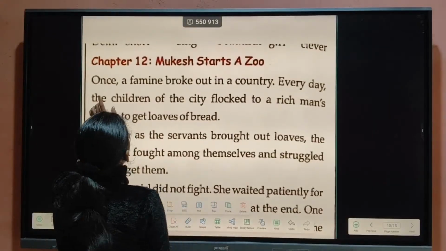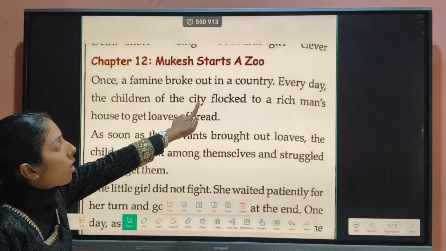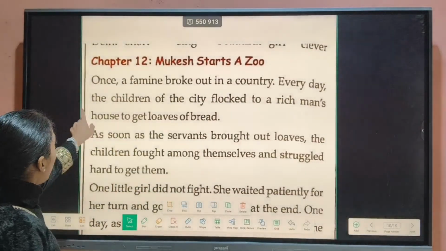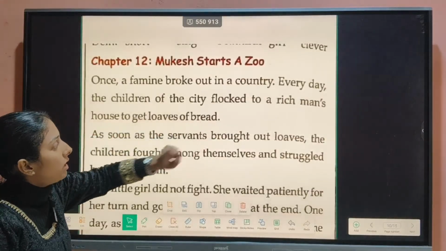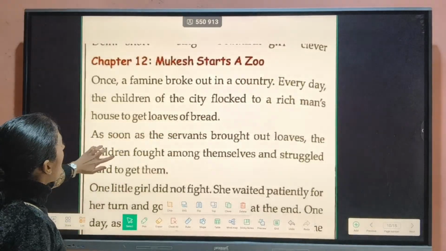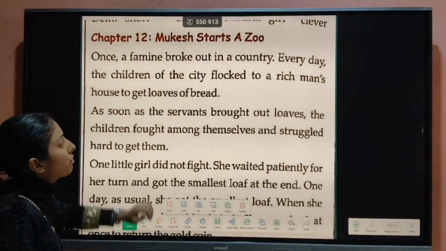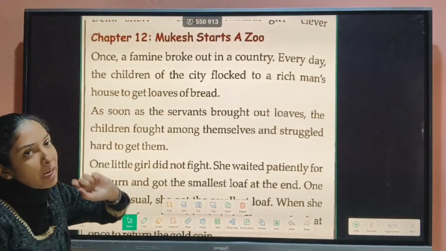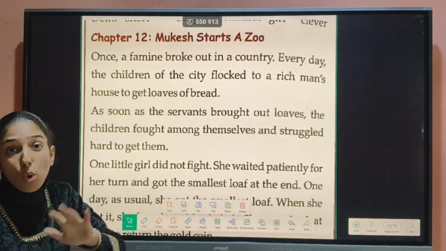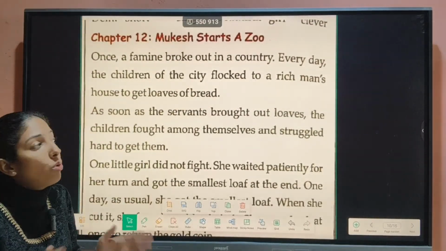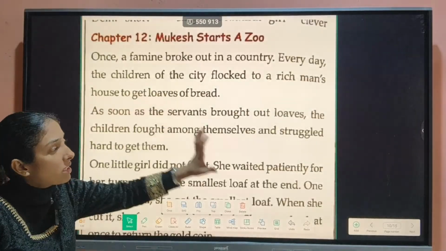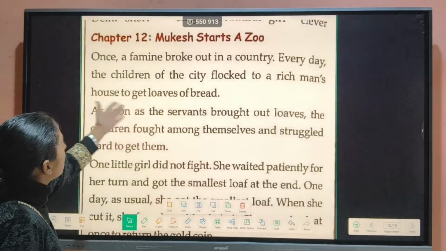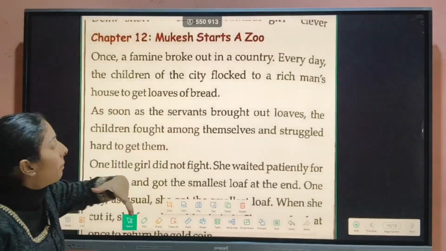Once a famine broke out in a country. Every day the children of the city flocked to a rich man's house to get loaves of bread. So what happened on day one, beta? There was a famine in a country. Okay, drought was there. There was nothing to eat. The children of the city ran to a rich man's house to get some bread.